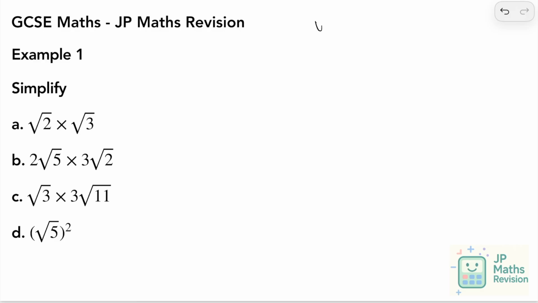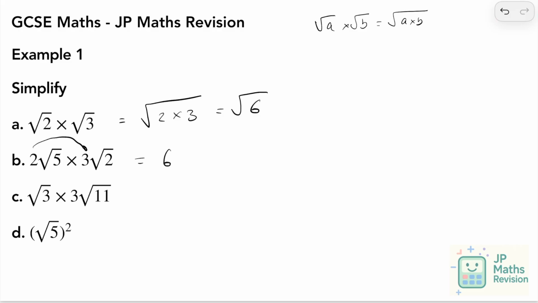If we follow the rule, the square root of a times the square root of b equals the square root of a times b. So the square root of 2 times the square root of 3 is going to be the square root of 2 times 3, which is the square root of 6. This one here, we have 2 root 5 times 3 root 2. So we do 2 times 3, that's 6. And then 5 times 2, that's 10, so it's going to be 6 root 10.